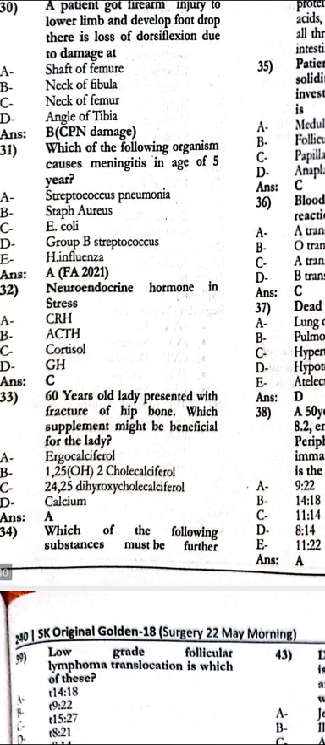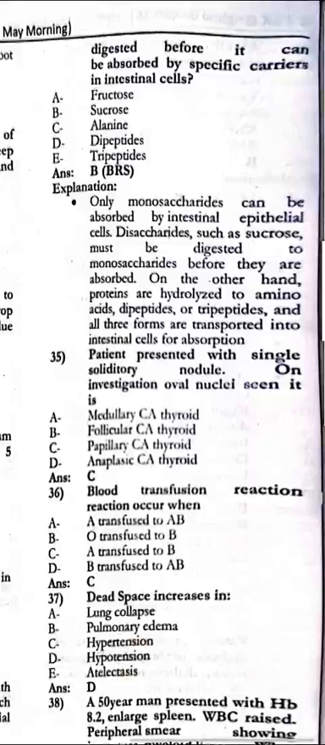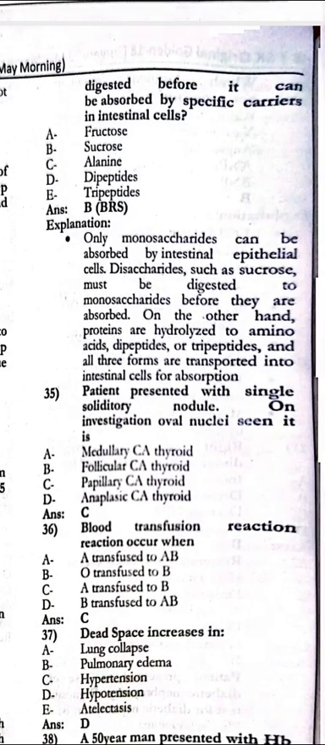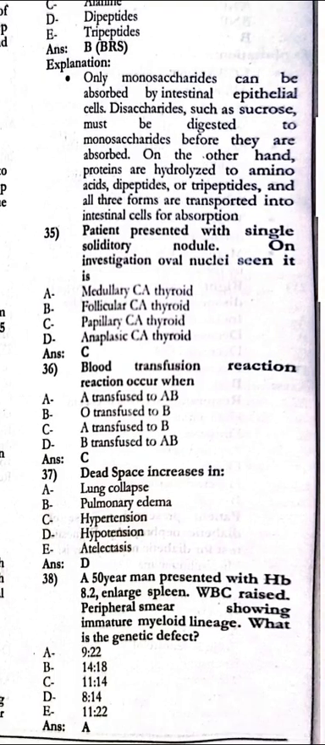A 60-year-old lady presented with a fracture of the hip bone. Which supplement might be beneficial for the lady? That is ergocalciferol. Which of the following substances must be further digested before it can be absorbed by the specific carriers in the intestinal cells? That is sucrose. Next, the patient presents with a single solitary nodule. On investigation, oval nuclei are seen. It is papillary carcinoma of the thyroid.